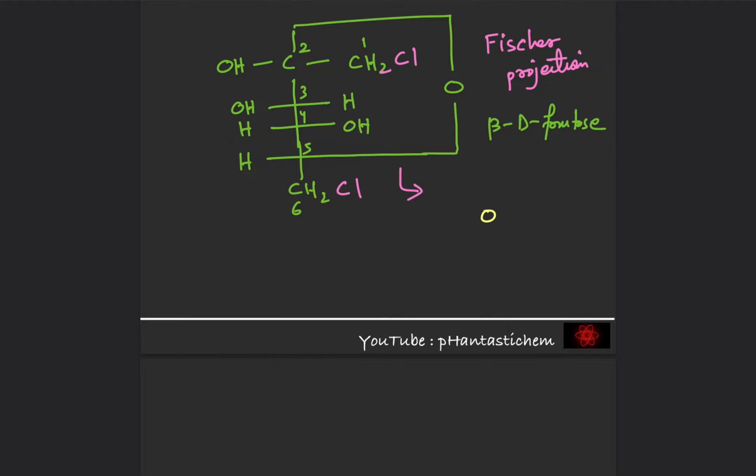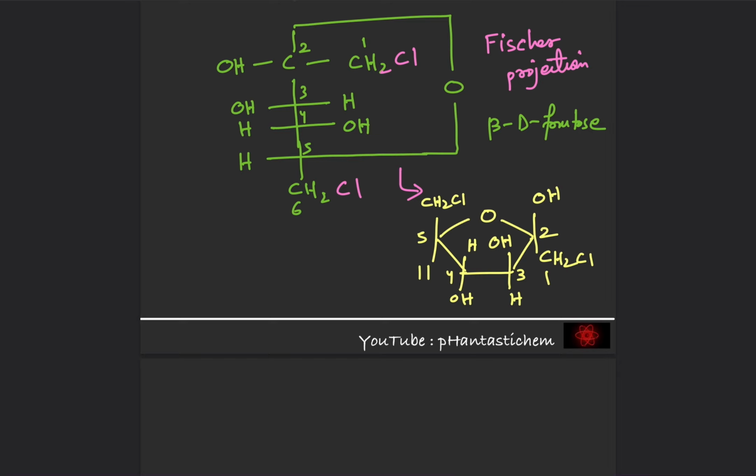So we will have oxygen in a 5-membered ring, CH2Cl and OH. So this is the first carbon, this is the second carbon, third, fourth, fifth. The third carbon will have OH and H. Fourth carbon we have H and OH. Fifth carbon we will have CH2Cl and H. And this is the sixth carbon. So this is the Haworth projection of our 1,6-dichloro, 1,6-dideoxy beta D fructose.